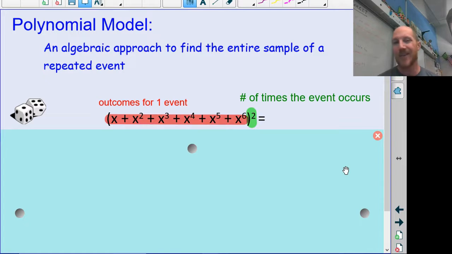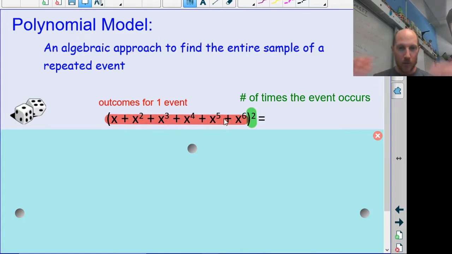A polynomial model is an algebraic approach to find the entire sample space of a repeated event. So for dice, those are a numerical outcome. You get different numbers on the different sides of the die. We're going to represent those numerical outcomes with exponents. And in this case, the variable x really has no bearing on anything. We're just using it as a placeholder to do algebra on. So it's the exponents and the coefficients that are going to have all of the meaning for us.